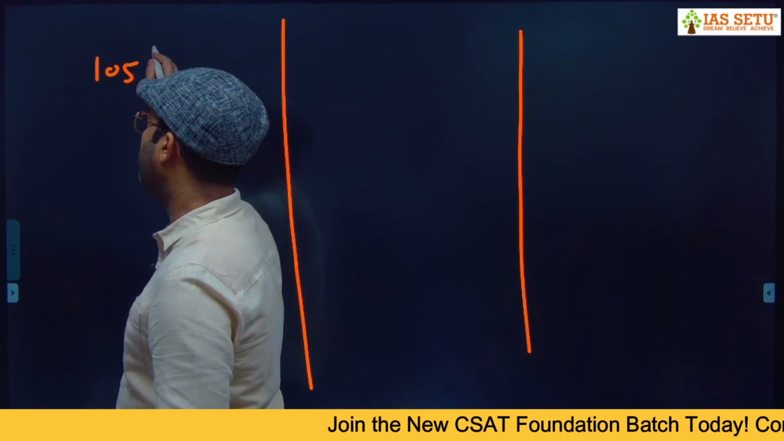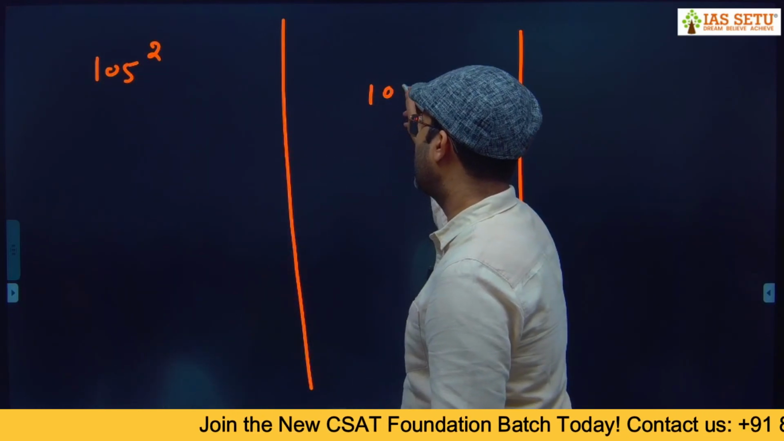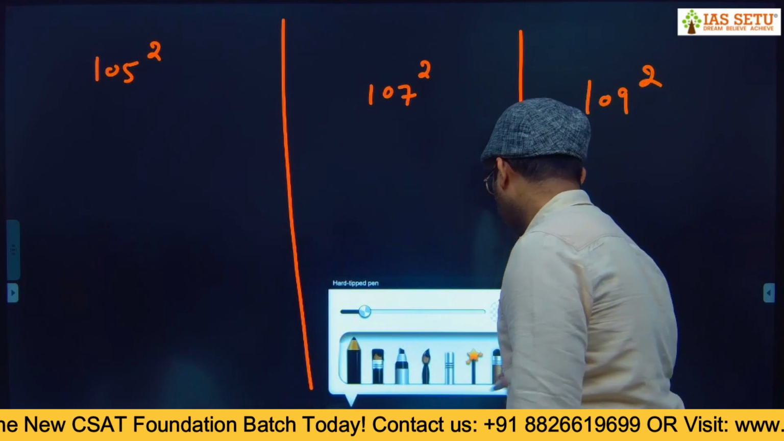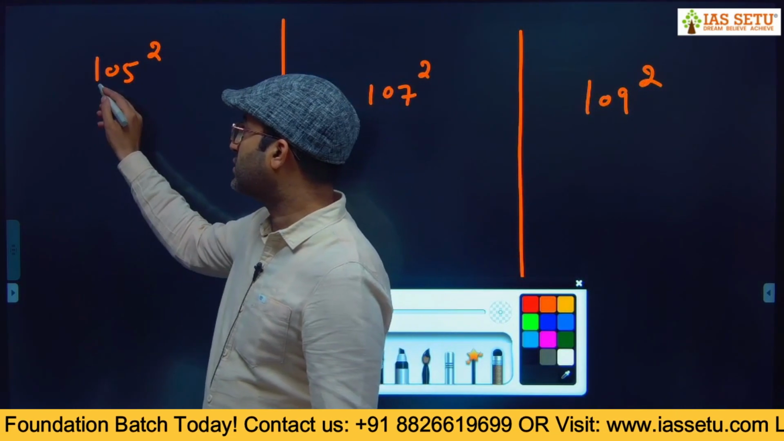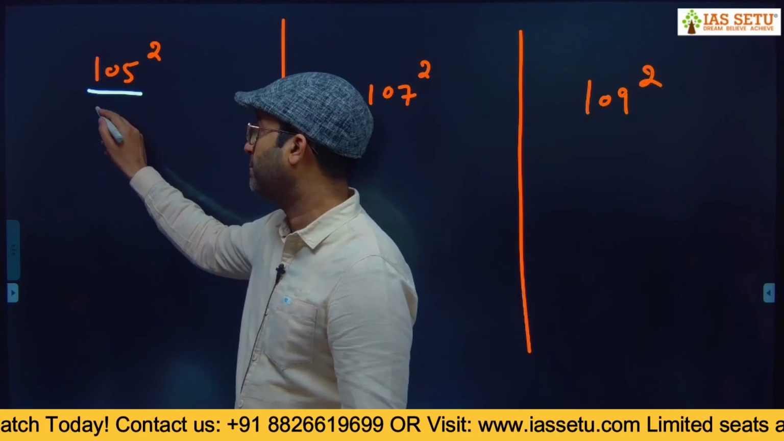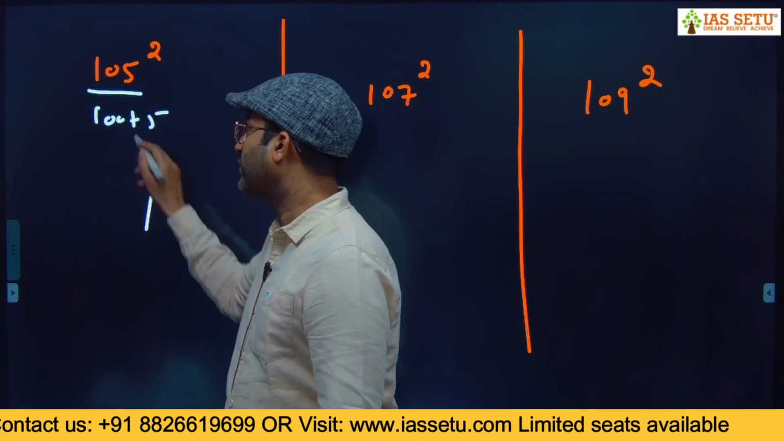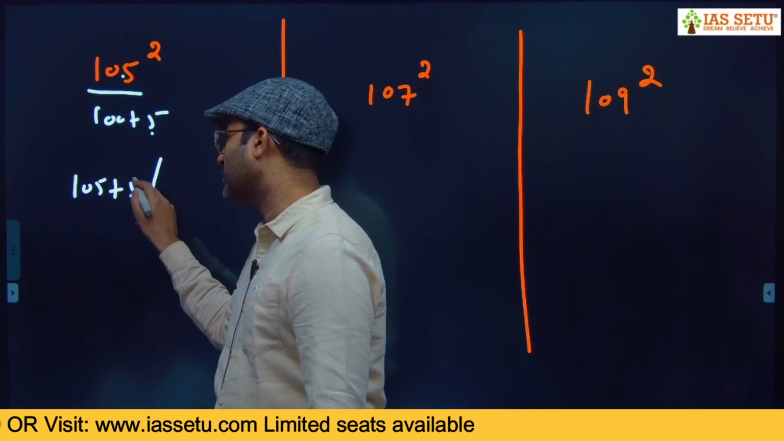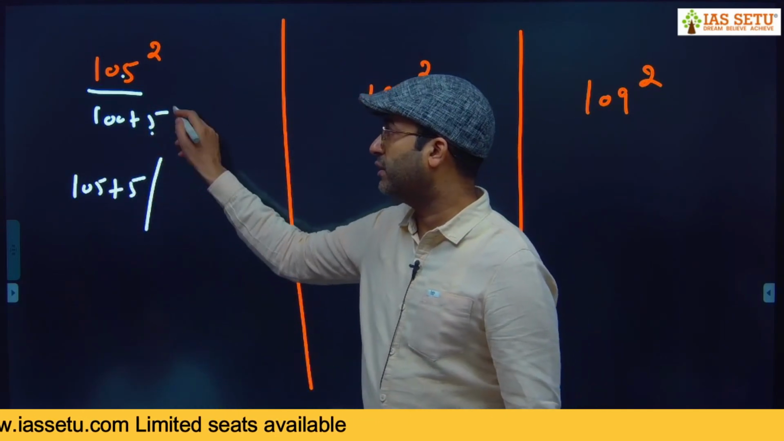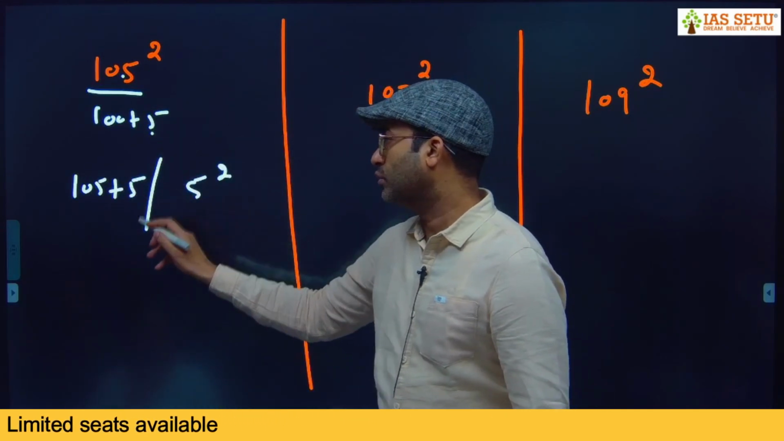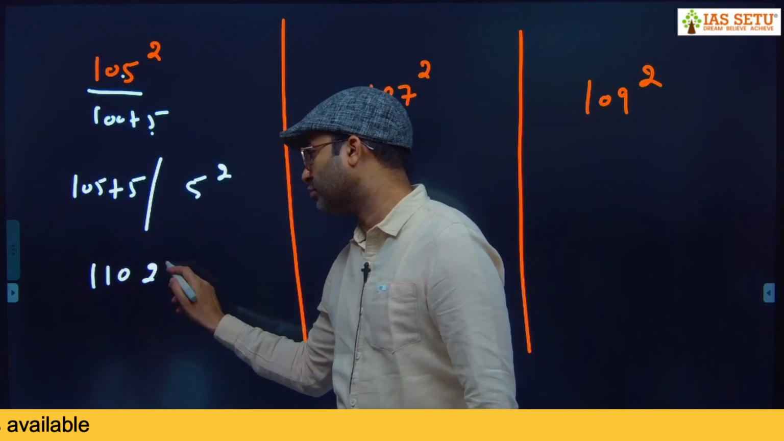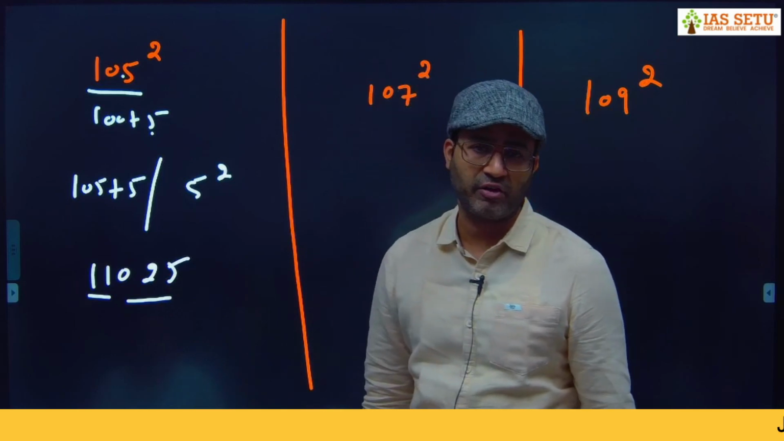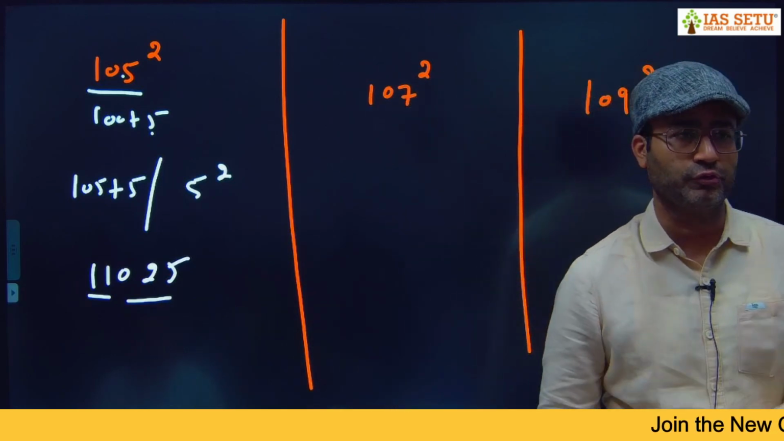Like 105 square, 107 square, 109 square. So here step number 1, it is 100 plus 5. So left hand side value will be this number plus this extra, 105 plus 5. Right side value will be this square. So left side 110, this is 25, it is 100 plus 1000, 10,000, so it is 11,025, or you can say your answer is 11025.